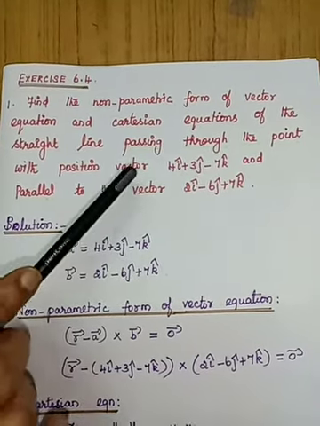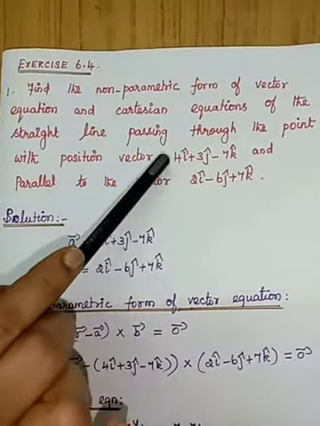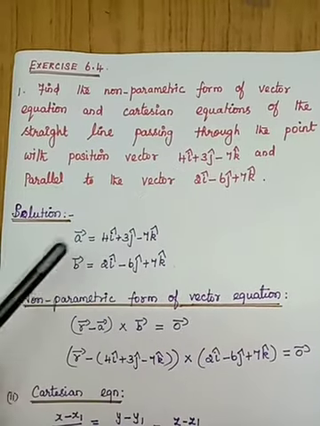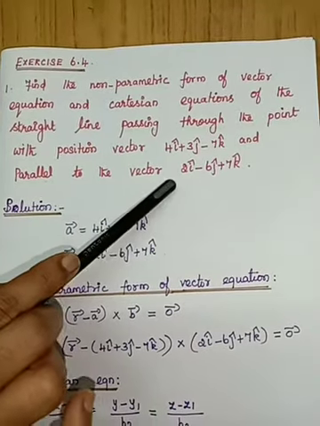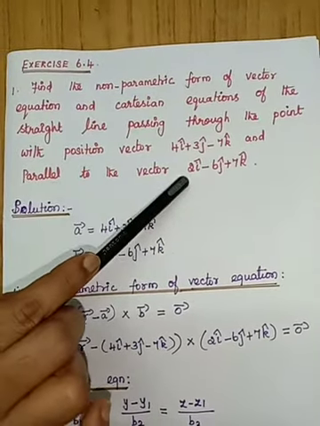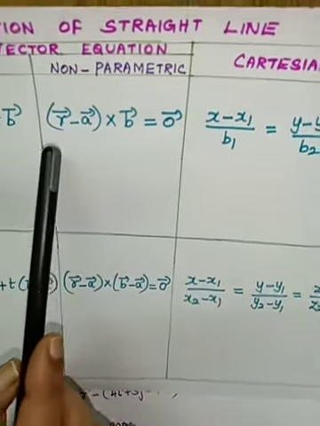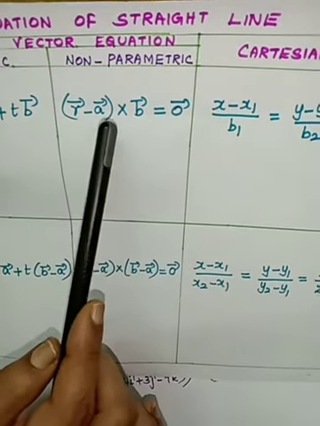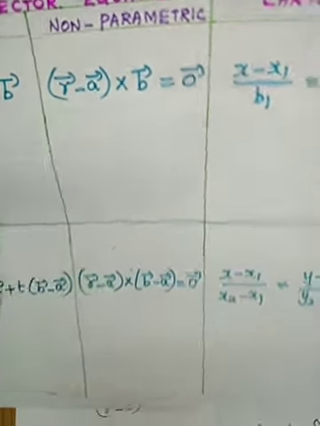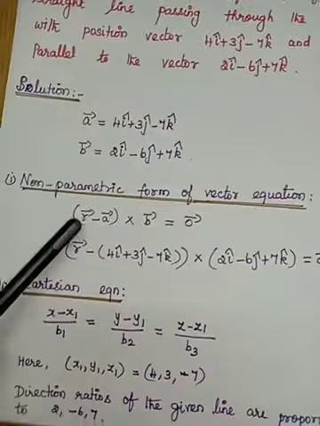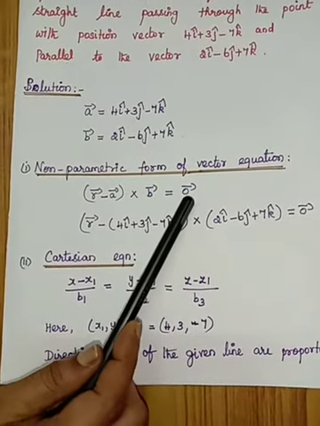First, from the problem, this is the position vector of the passing point, so it has to be taken as the A vector, and this is the parallel vector, so it has to be taken as the B vector. So what is the formula? The non-parametric formula is (R vector minus A vector) cross B vector is equal to 0 vector. You should know the formula, so we have to write the formula first.